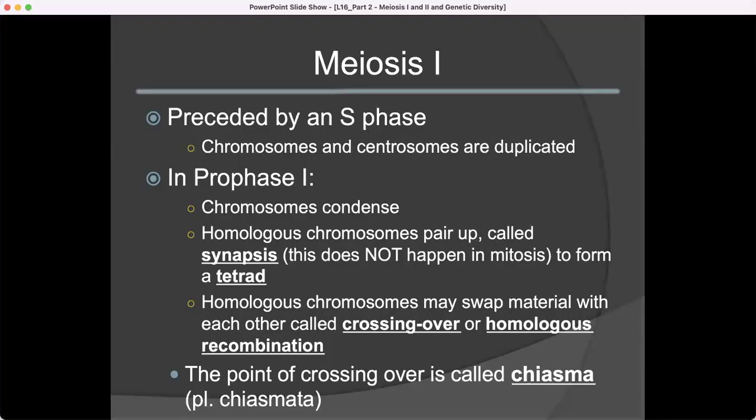Meiosis 1, remember, is preceded by the S phase, so that means that the chromosomes and centrosomes are going to be duplicated. They're going to undergo prophase 1. They're also going to undergo prometaphase 1, metaphase 1, anaphase 1, and telophase 1. It is important to note that because the process of meiosis occurs in 2 rounds of division, you have to refer to these phases as being part of meiosis 1 or being part of meiosis 2. So we are now going to consider what happens in the first round of division.